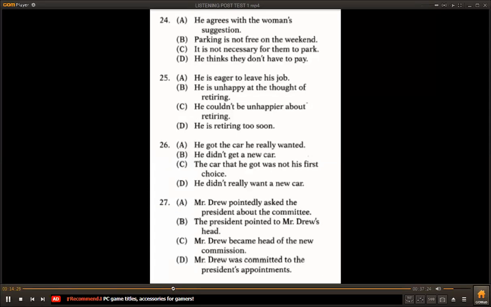Number 26. Oh, I see you have a new car. I wish I'd been able to buy the car I really wanted. What does the man mean?